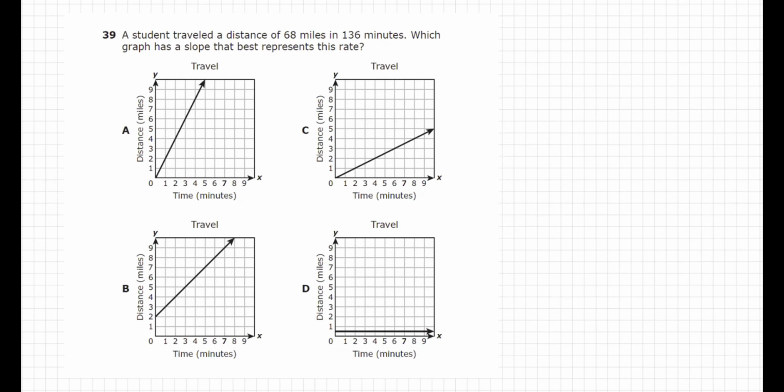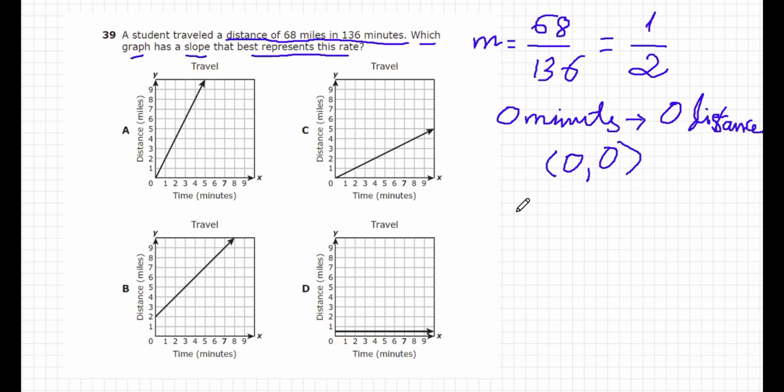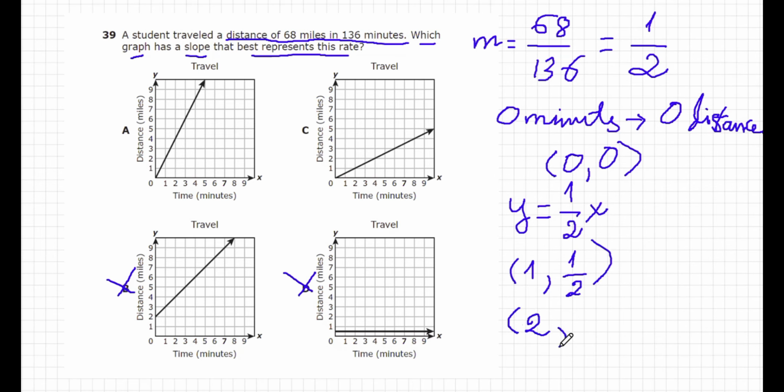Question number 39. A student traveled a distance of 68 miles in 136 minutes. Which graph has a slope that best represents this rate? The slope equals distance divided by time, equals 68 divided by 136, simplified as 1/2. At 0 minutes the student traveled 0 distance, hence we have the point (0, 0). B and D are incorrect because they don't go through the origin (0, 0). Y equals 1/2 X. X equals 1, Y equals 1/2. X equals 2, Y equals 1. That matches with graph C. Hence, C is the correct answer.